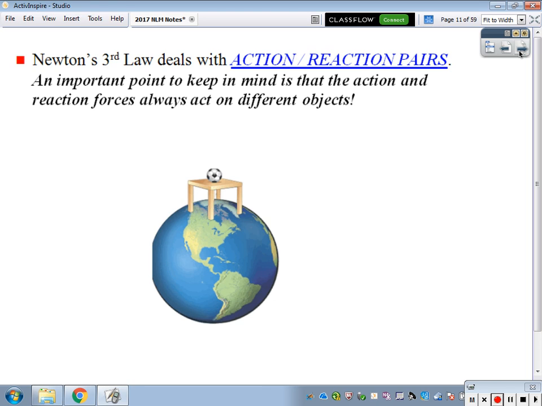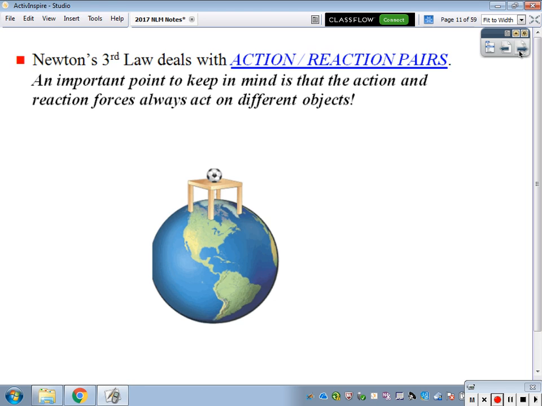Does the soccer ball push down on the table? Absolutely. With a force equivalent to its weight, as we will find out. And let's just say, for mental math purposes, it has a weight of 10 newtons. That means there's 10 newtons of force pushing down onto the table. Does the table push back up on the soccer ball? Absolutely. With what quantity of force does the table push back up on the soccer ball? 10 newtons of force pushing back in the opposite direction.